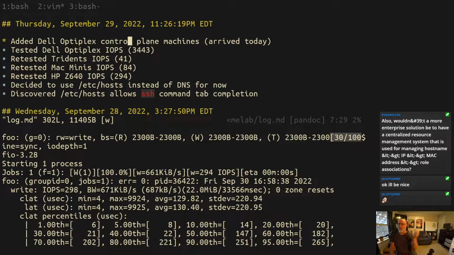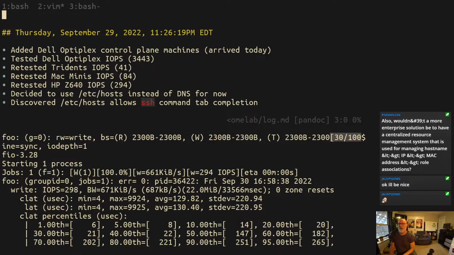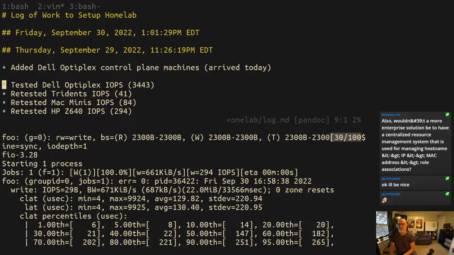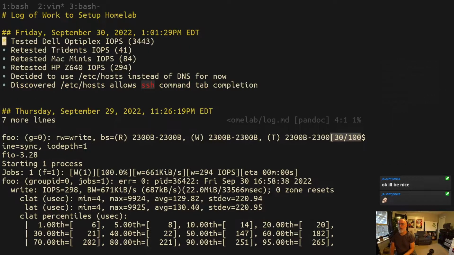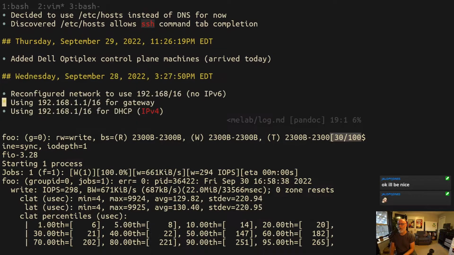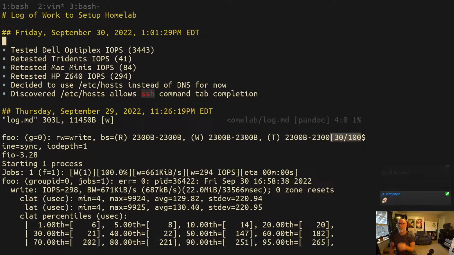The main thing I did yesterday and today: we got the Optiplexes. These actually arrived yesterday. This is work related in that we're going to be installing SED on here and doing some of that work. It's also Friday, so power up Friday.